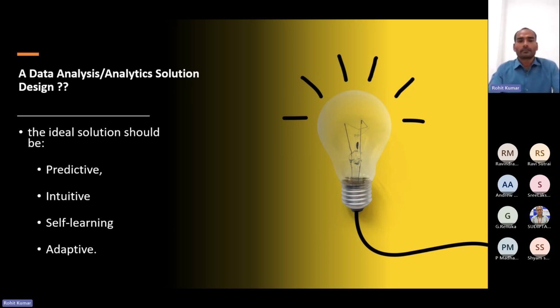And fourth one is adaptive. There is a very fine difference between self-learning and being adaptive. Self-learning, that you are learning from the people, you are learning from the atmosphere continuously. But are you adaptive?